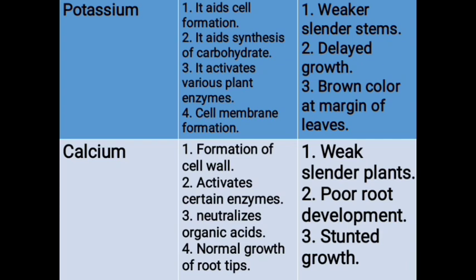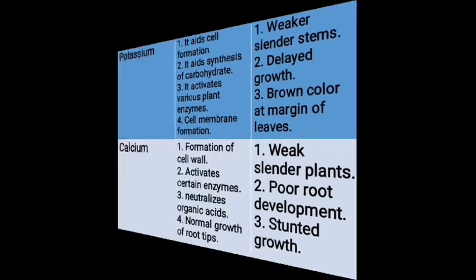Now, we also have calcium. This one helps in formation of the cell wall. It activates certain enzymes, neutralizes organic acid, and also helps in normal growth of root tips. Now, deficiency of calcium leads to weak slender plants, poor root development, and also stunted growth.